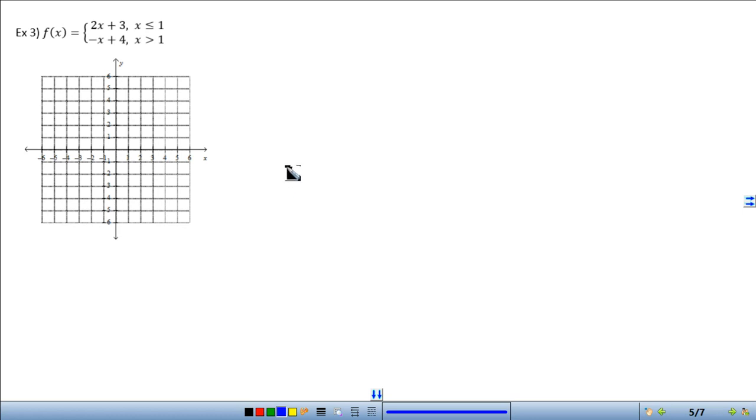So let's do this one. This was a piecewise step function. So we've got f of x is equal to 2x plus 3 when x is less than or equal to 1, and it's negative x plus 4 when x is greater than 1. You're going to use your t-chart. I'm going to say X and Y.